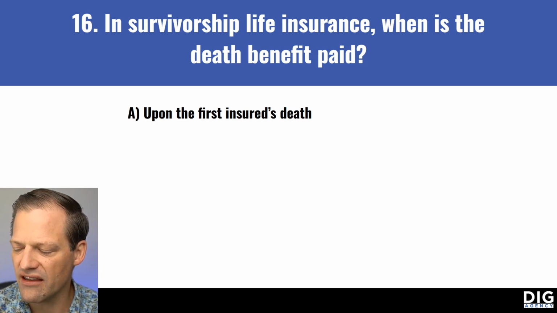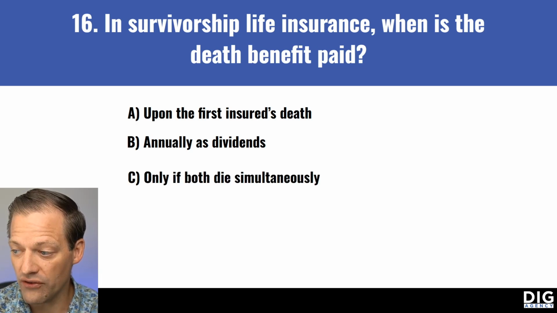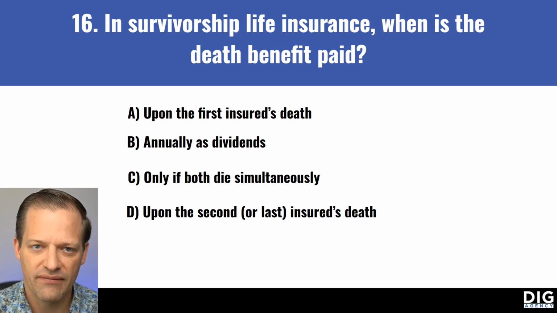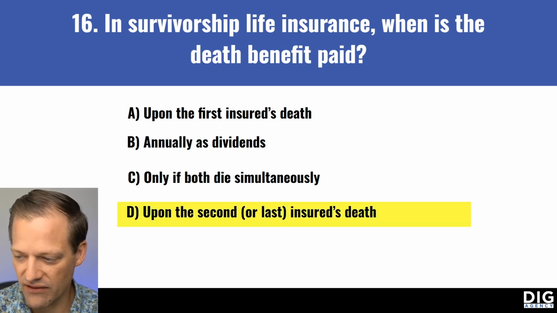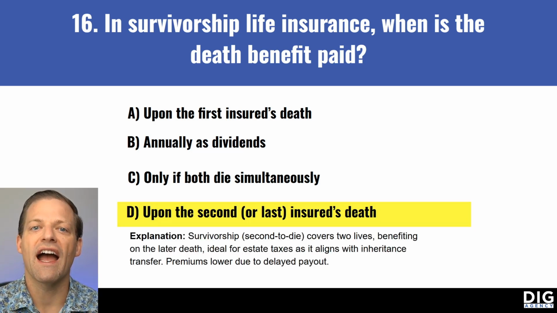Upon the first insured's death. B, annually as dividends. C, only if both die simultaneously. Or D, upon the second or last insured's death. Well, if you listen to the last answer I gave you, it's D, upon the second or last insured's death. So remember, it's the survivor.